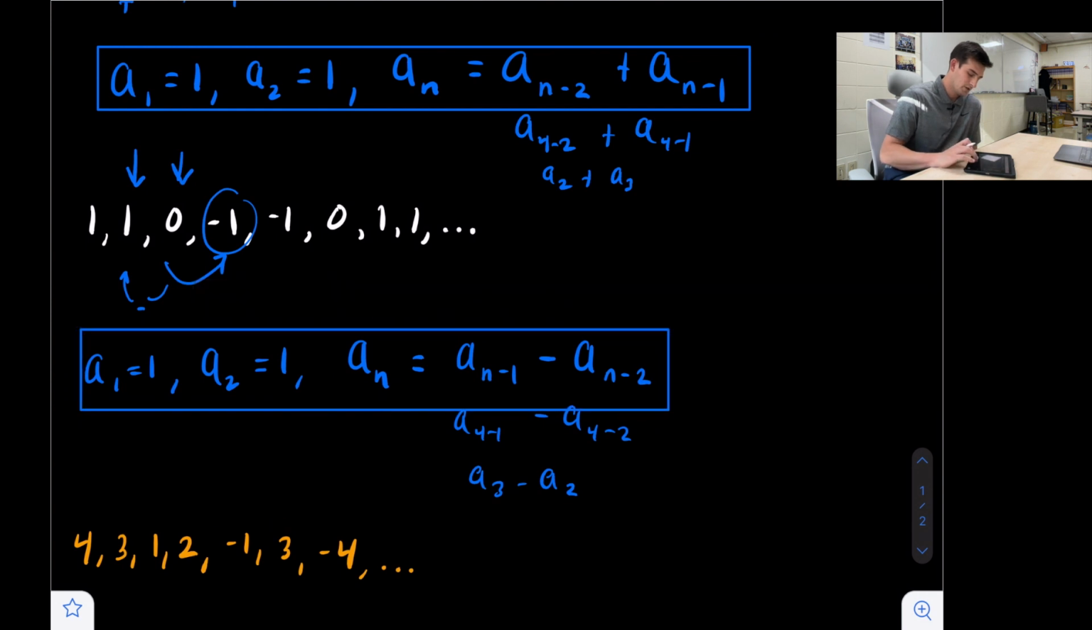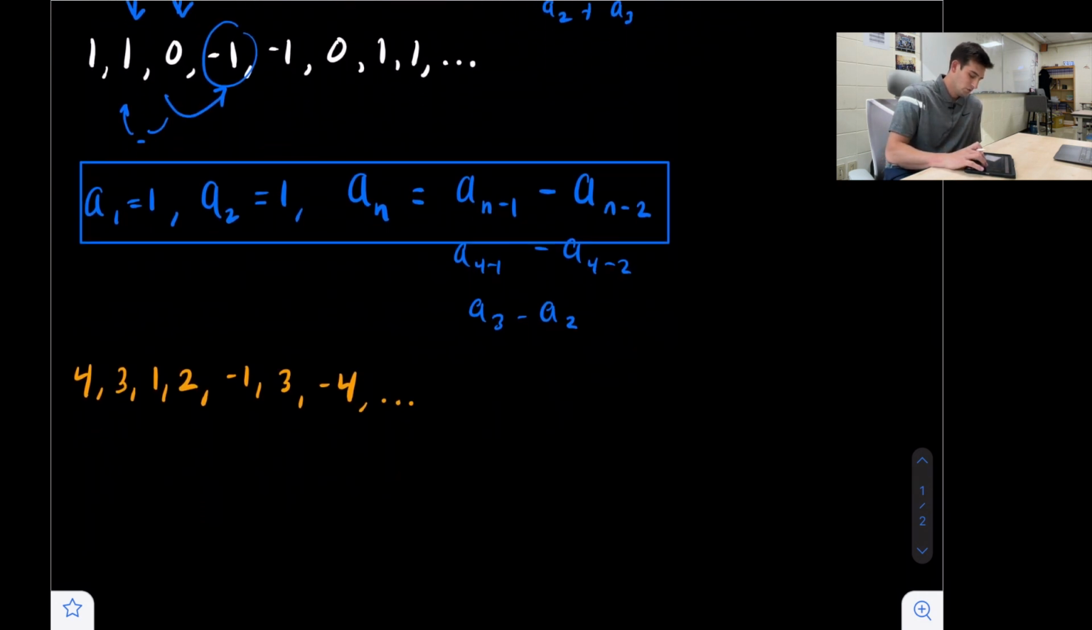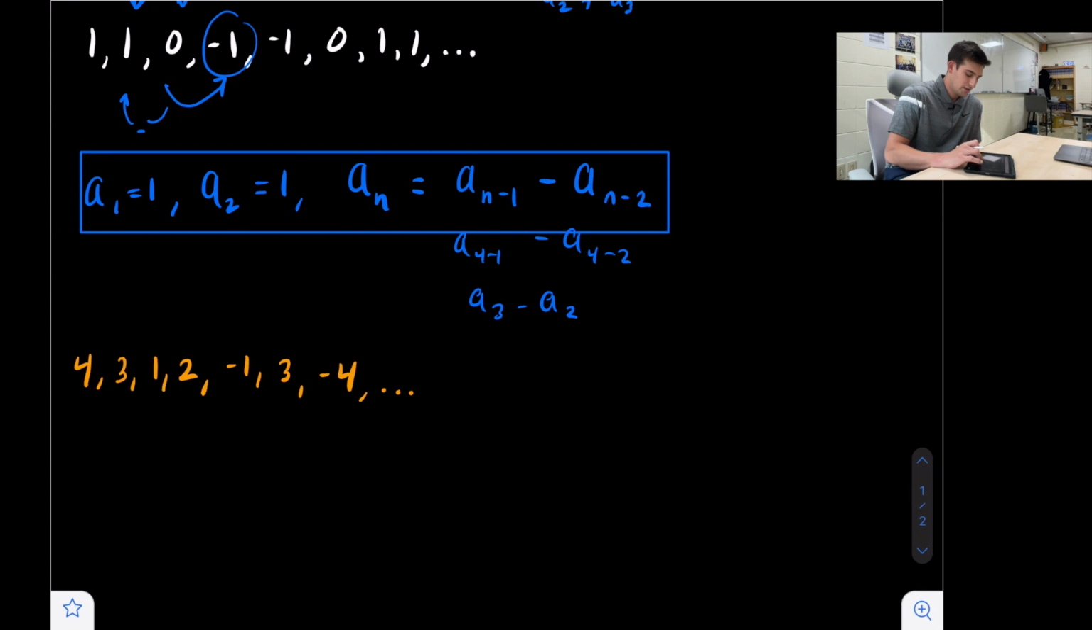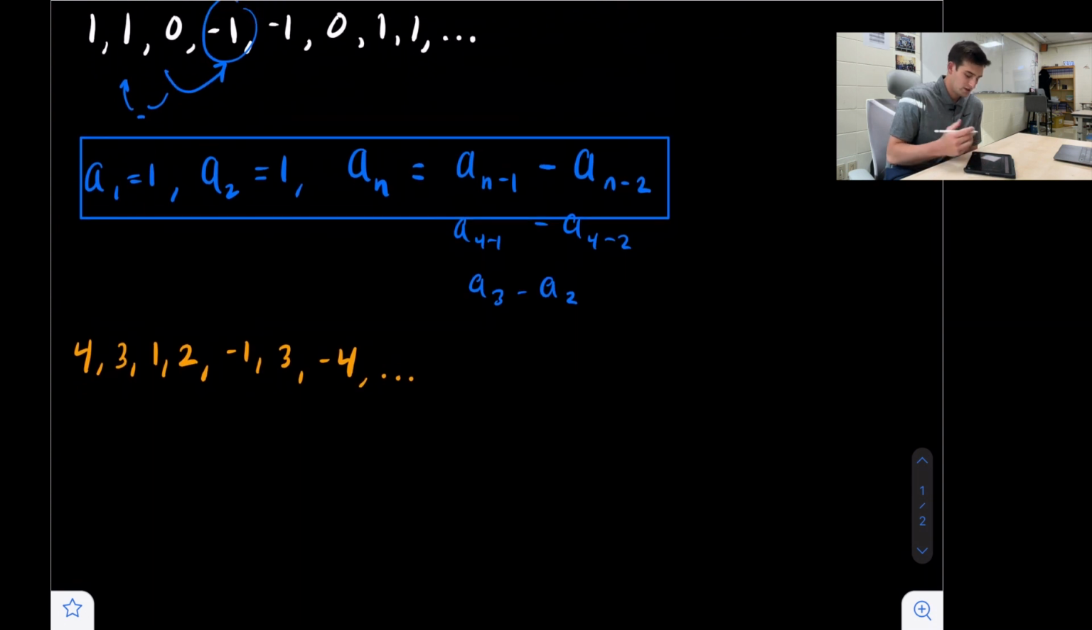All right, and the last one: 4, 3, 1, 2, negative 1, 3, and negative 4. Let's think, we're getting smaller here, so maybe subtraction, right? So 4 minus 3 gives me 1. 3 minus 1 gives me 2. 1 minus 2 gives me negative 1. 2 minus negative 1 would become 2 plus 1, which is 3. So we know what our sequence is here.